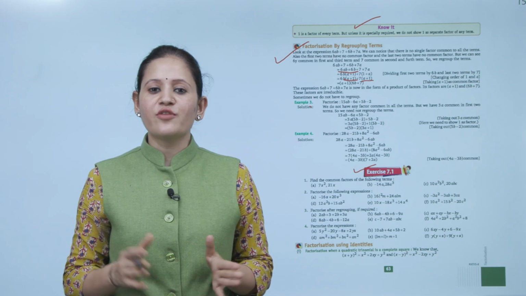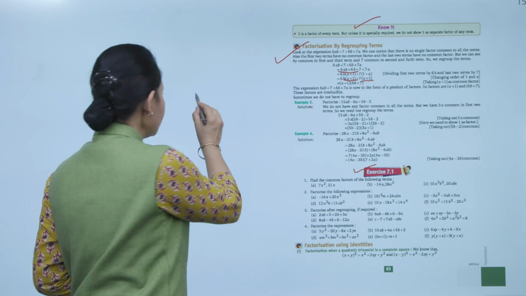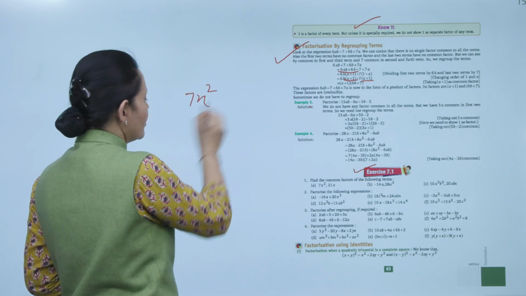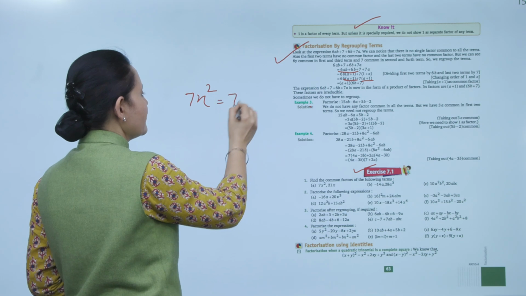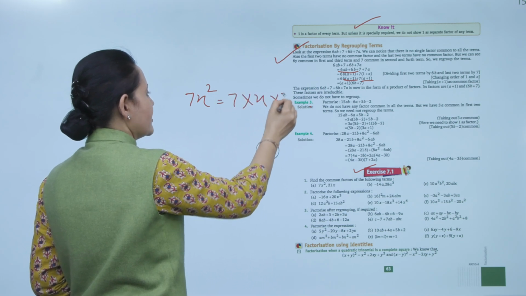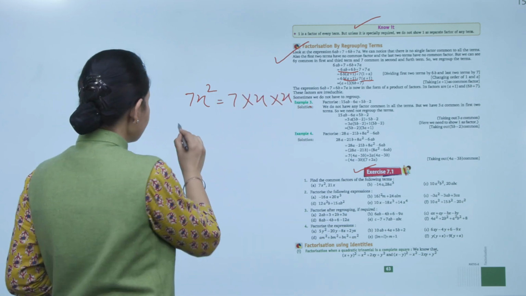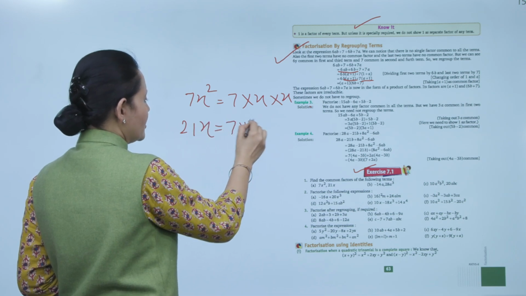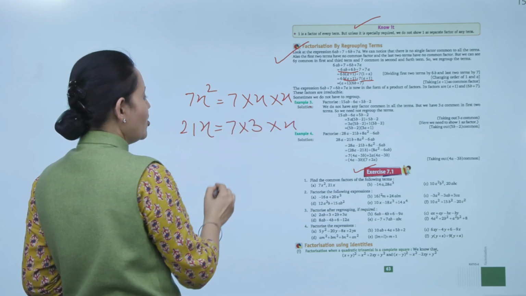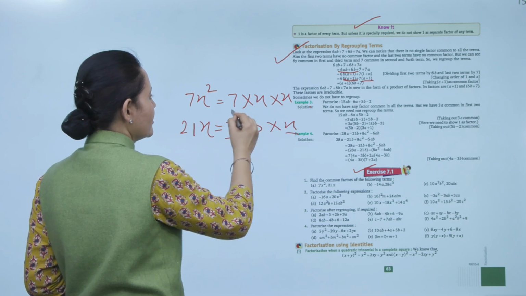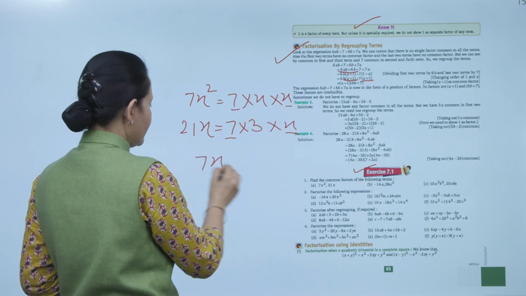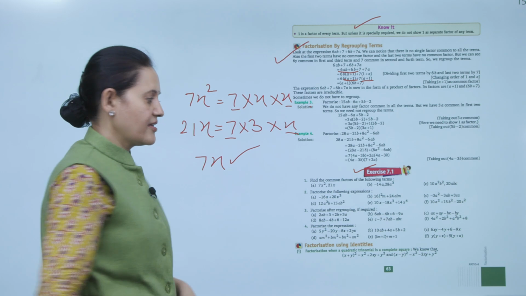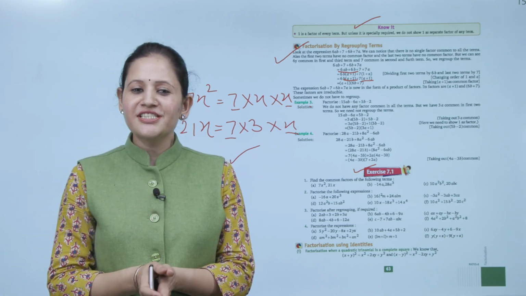Find the common factor of the following terms. First, 7x square. So the factors will be 7 into x into x. Clear? Next is 21x. So the factors are 7 into 3 into x. So what will the common factor be? 7x. Clear? So practice all the questions of this exercise.